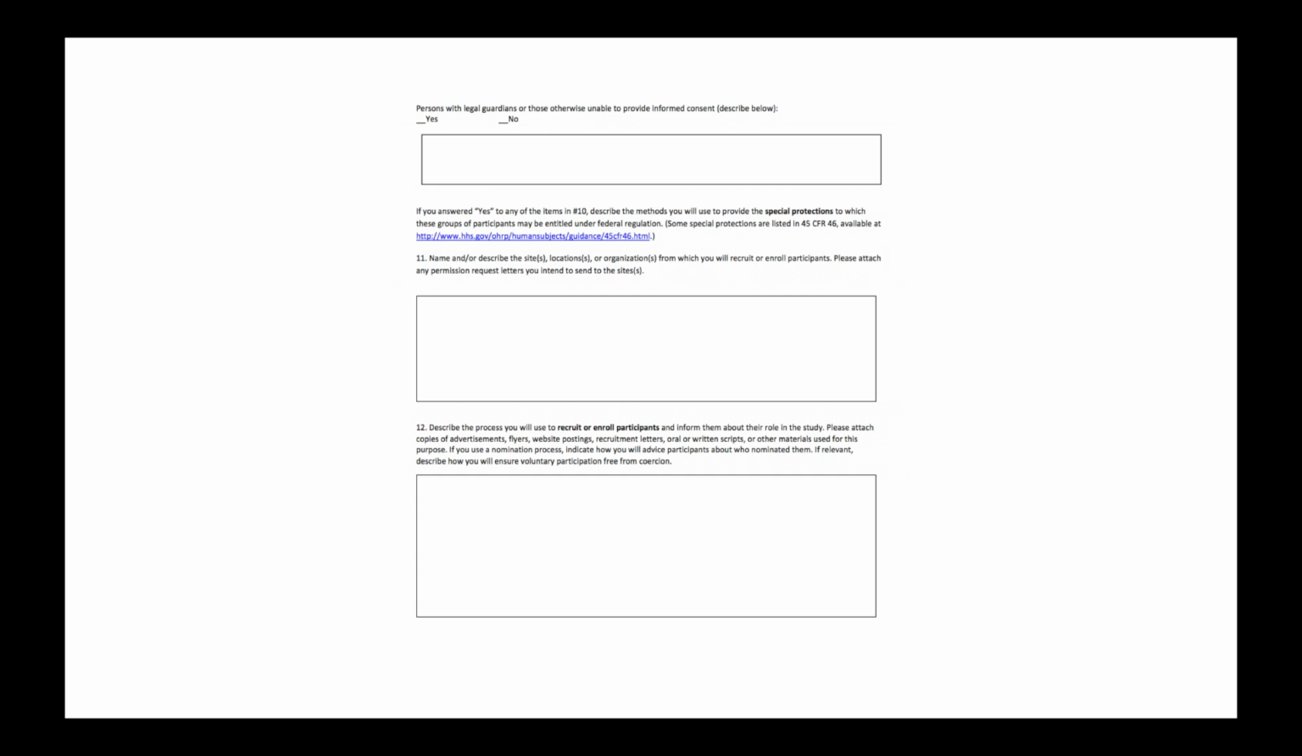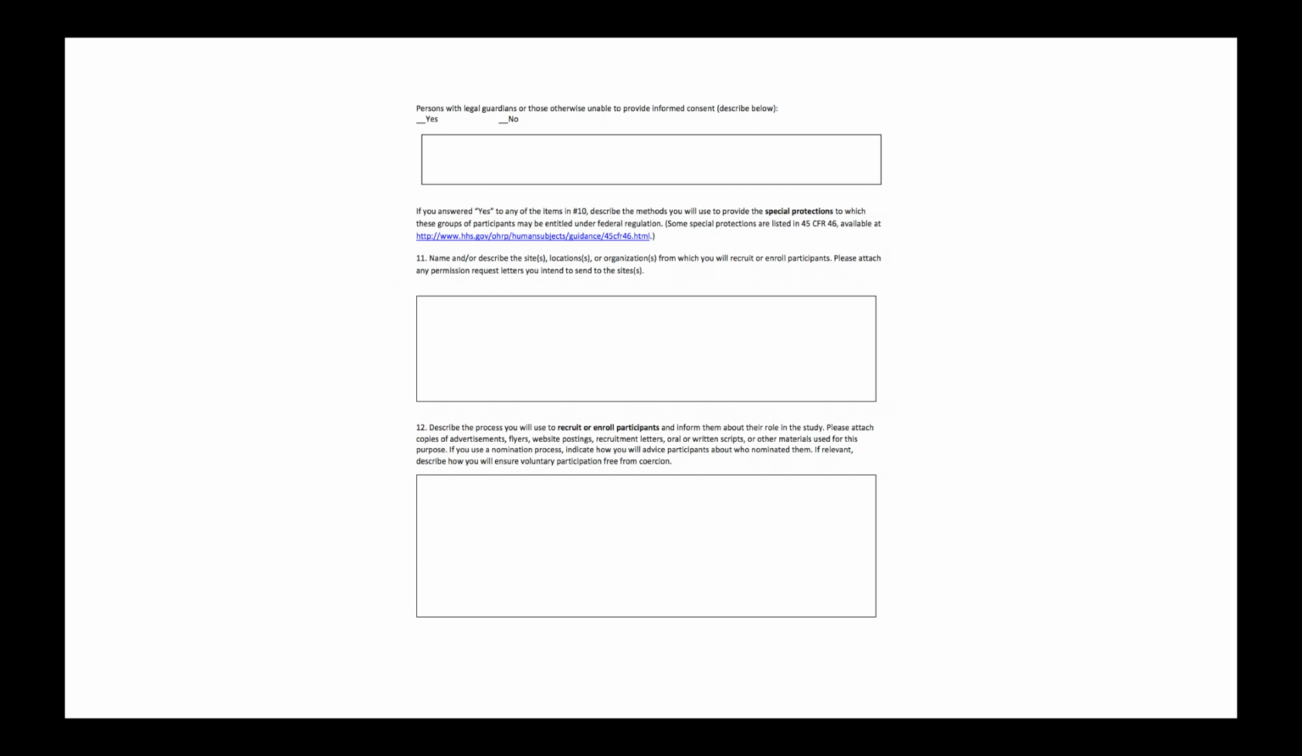Number 11, name or describe the site, location, or organization from which you will recruit or enroll participants. Please attach any permission request letters you intend to send to the sites. This is where we're going to need to do the consent forms. I'm going to work with you folks next week on this individually. But you're going to describe your site. That's why I've been directing you to be specific about who you're going to be asking. If you're doing a college, which college? If you're doing a district, which district and which schools within that district. So you're going to narrow that down and be really specific about that.